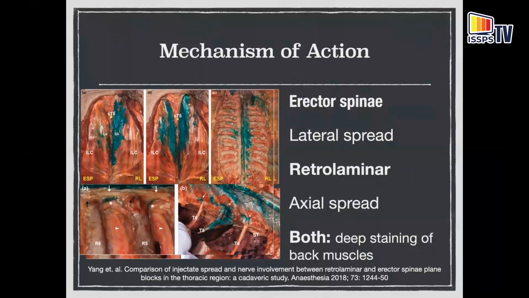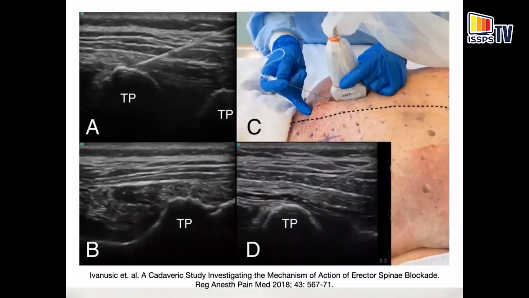But again, I want to emphasize that in both techniques, the majority of the staining involved the back muscles posteriorly, not the thoracic nerves anteriorly. Dr. Avenizik did a similar cadaveric study. As with Dr. Yang, our prime goal was to elucidate the mechanism of action of erector spinae block.